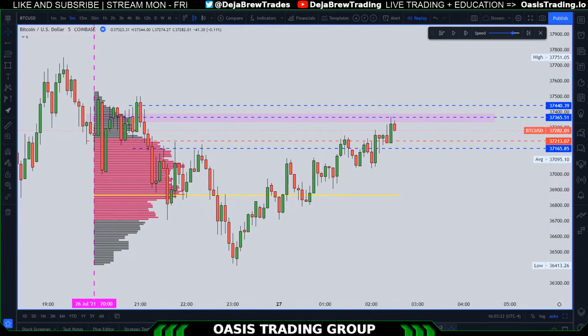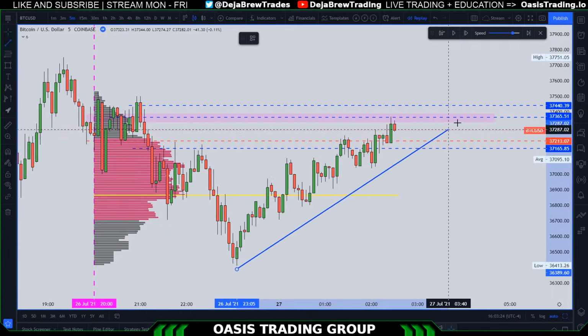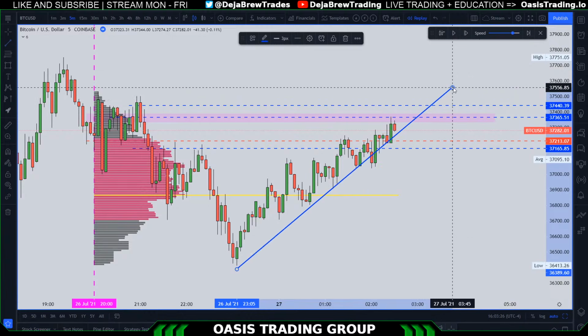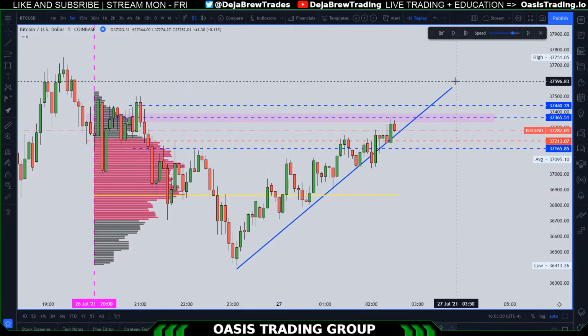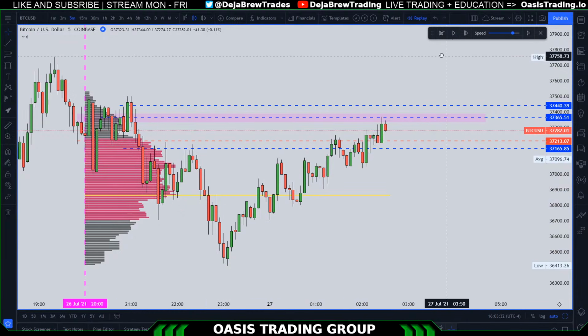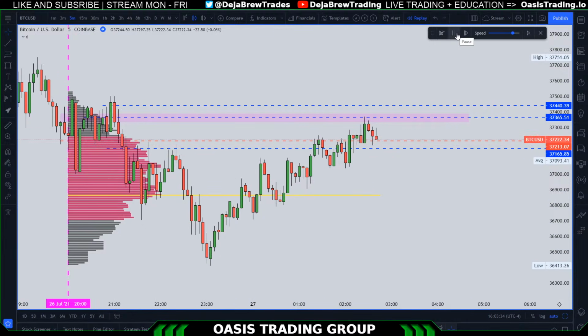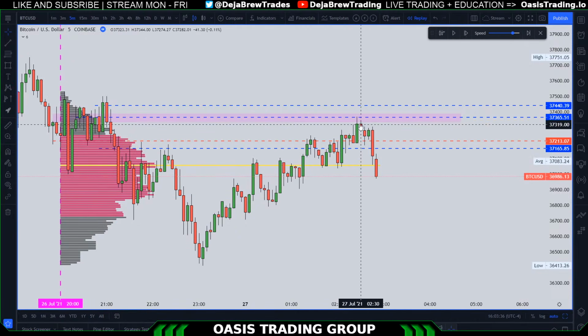If I was trading this, I also would probably note that this is a very clean trend. So you could draw out this trend line too. It's creating a very clean trend here. But we're just going to do volume profile trading for now. Look at that retest.